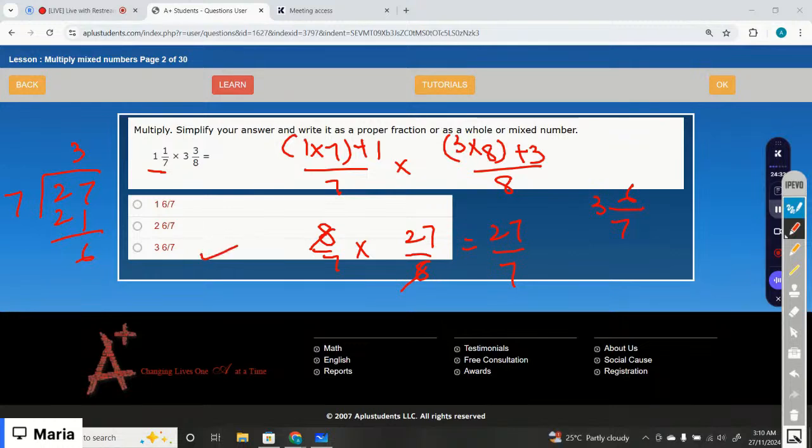Option number 3 is the correct option. If you have any question with this example, you can ask. I'm here to answer all your questions and confusions if you have any. So please ask if you have any question. The correct option is 3 whole 6 by 7.